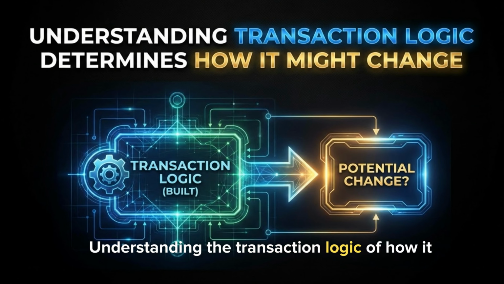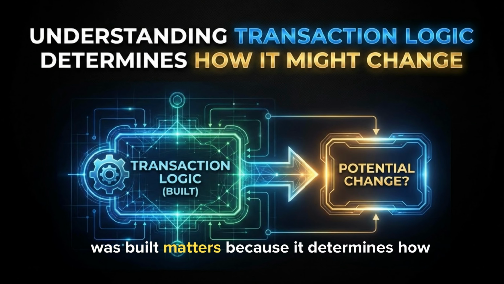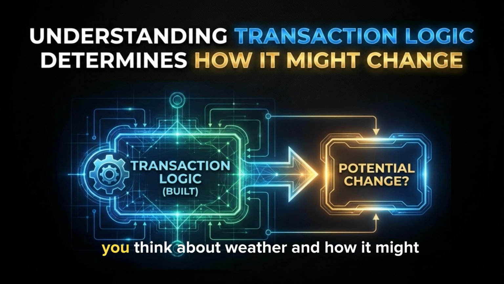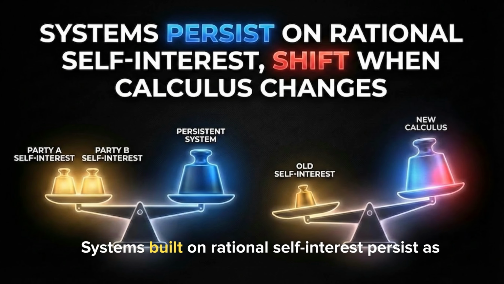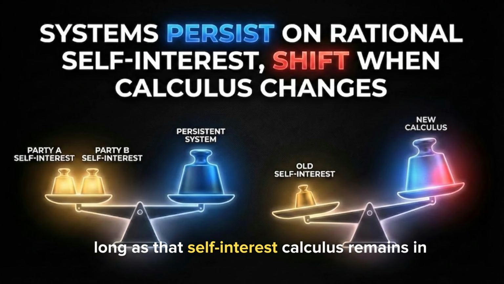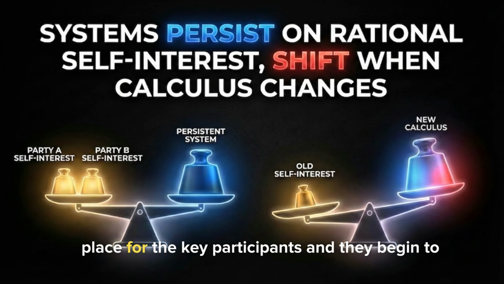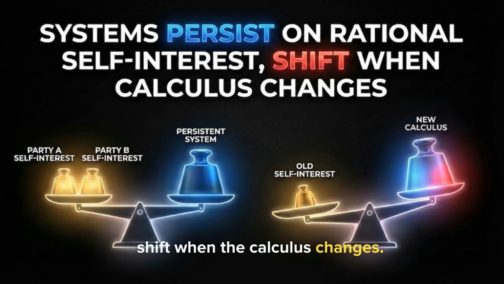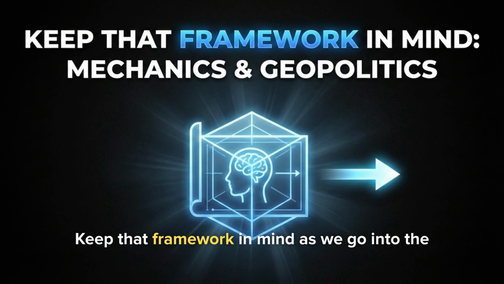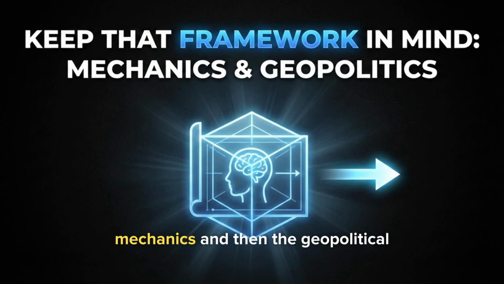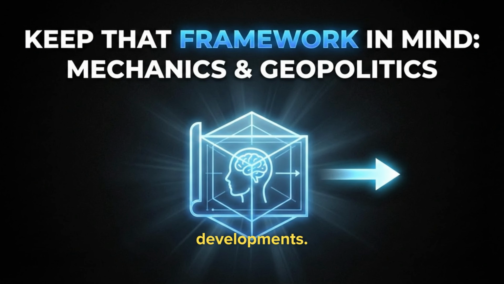Understanding the transaction logic of how it was built matters, because it determines how you think about whether and how it might change. Systems built on rational self-interest persist as long as that self-interest calculus remains in place for the key participants, and they begin to shift when the calculus changes. Keep that framework in mind as we go into the mechanics and then the geopolitical developments.